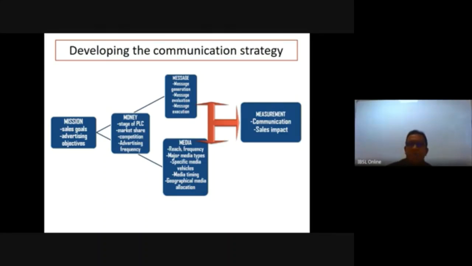The final M is measurement, where you have to check whether you have been able to communicate effectively, and whether there is an improvement in your sales. So communication effectiveness as well as your achievement of sales target. I hope you are clear on this. This is the framework of developing a communication strategy for your company.